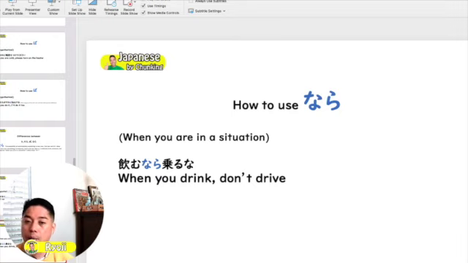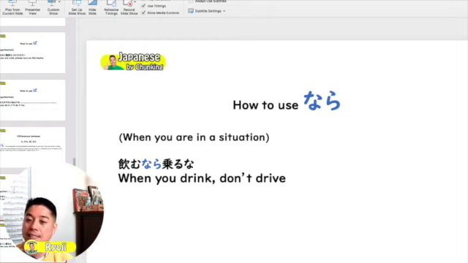So this is what I was talking about when you are in a situation. 飲むなら乗るな。So when you drink, don't drive. So when you're in a situation you have to drink, do not drive. So in this case, you use nara.